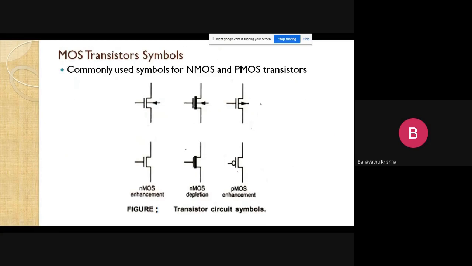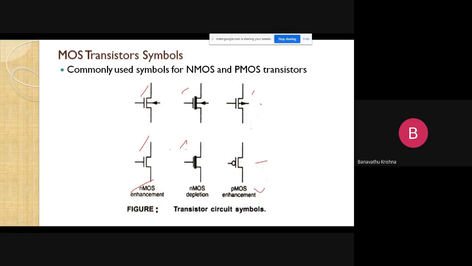These are the metal oxide semiconductor field effect transistor symbols. Commonly we use these symbols in our circuit diagrams, for the N channel and P channel transistor. The NMOS device can be drawn this way or this way. Next one is NMOS depletion mode, which you can draw in this format or this format. And the P channel is enhancement mode, which you can draw this way or this way. Let us carefully observe here. The arrow mark is going like this here, and for the other it is going outwards.